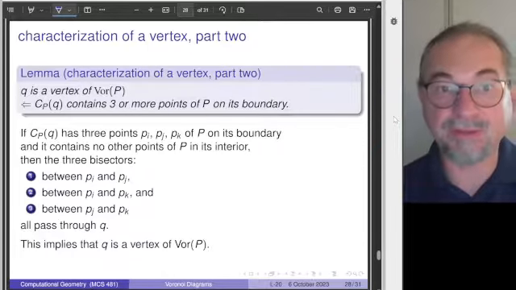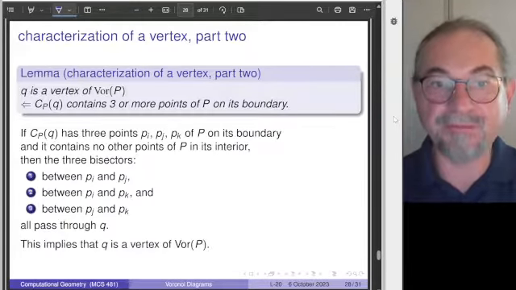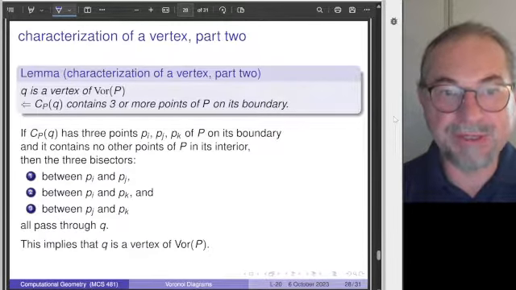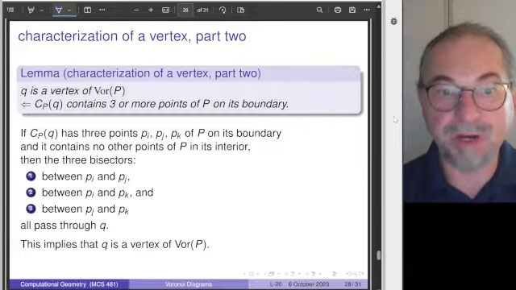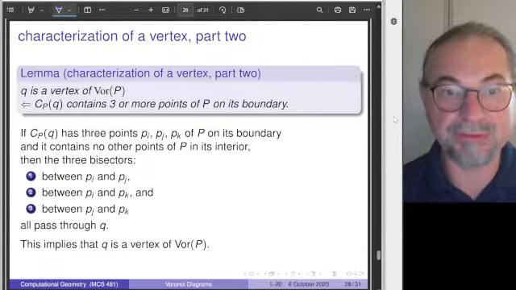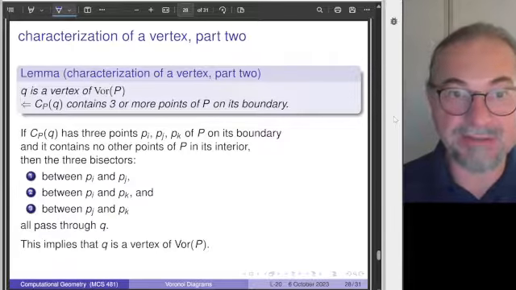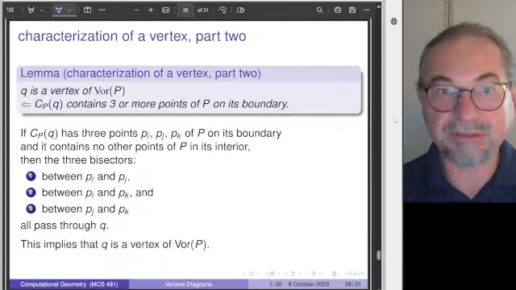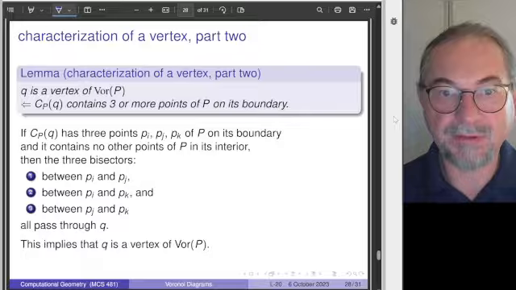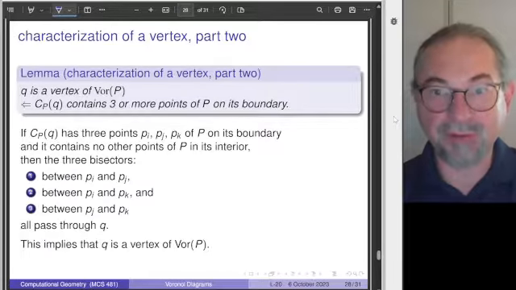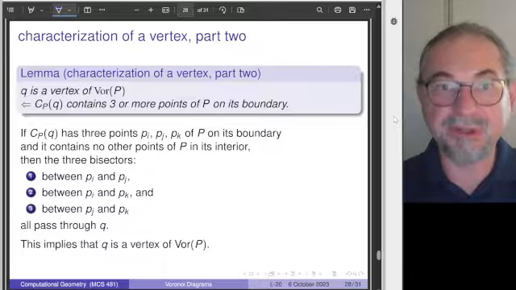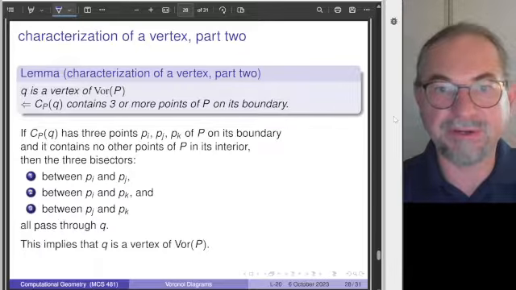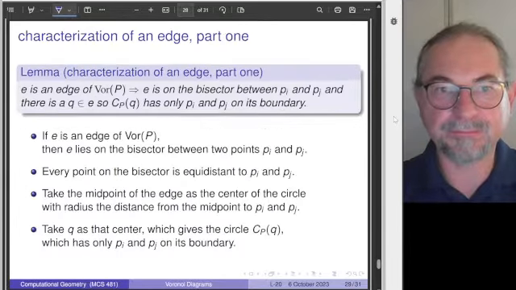Okay, so there is an if and only if. So if you have an empty circle that has 3 or more points, then the 3 bisectors all have to pass through that point. And that actually implies that the center of this largest empty circle must be a vertex. So in a way, the proofs are you rewriting a restatement of the statement of the lemma. If you like, the lemma is a very short formal notation.